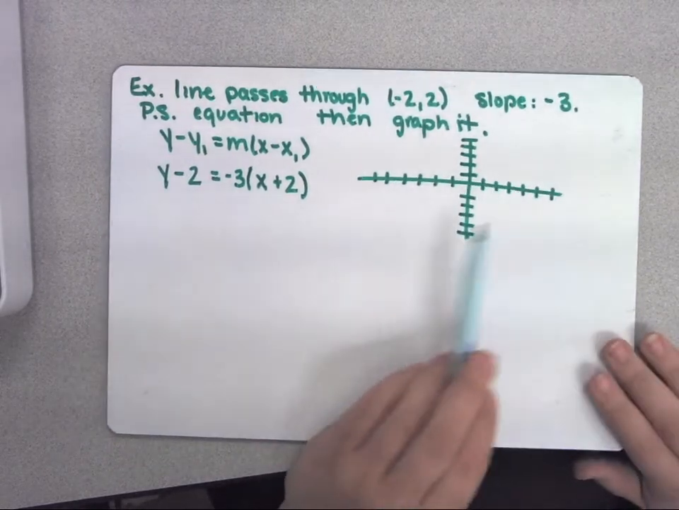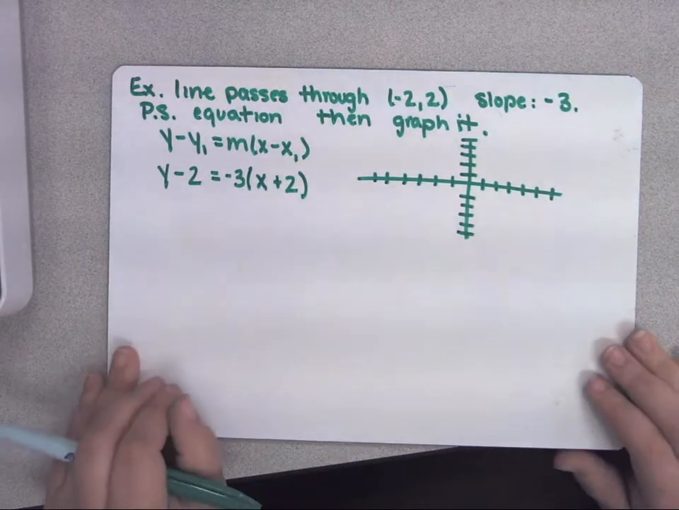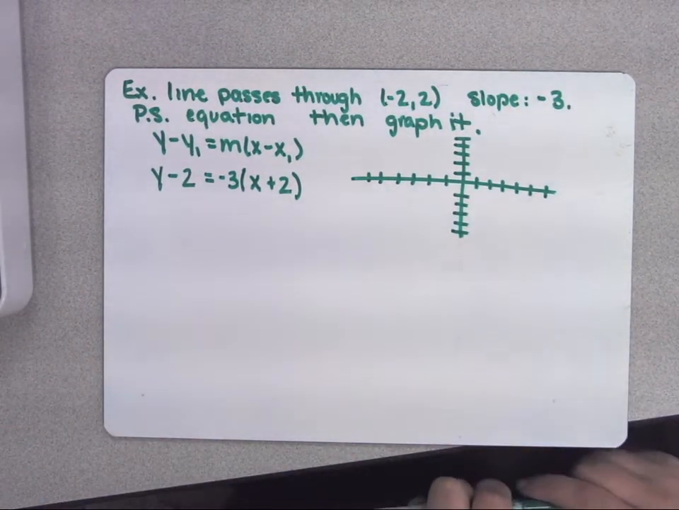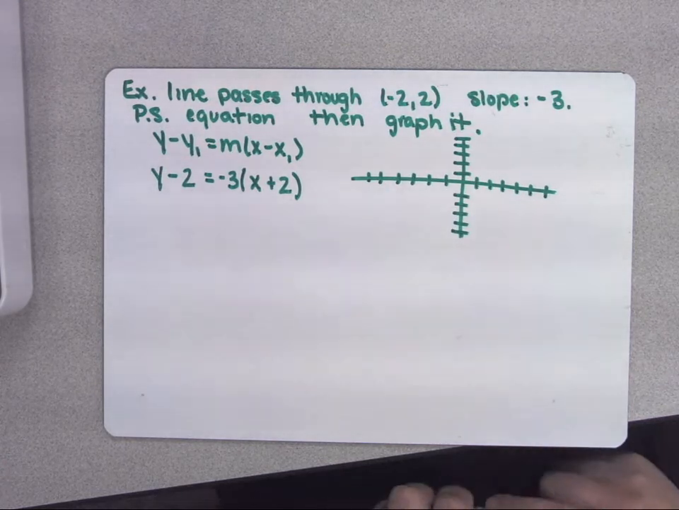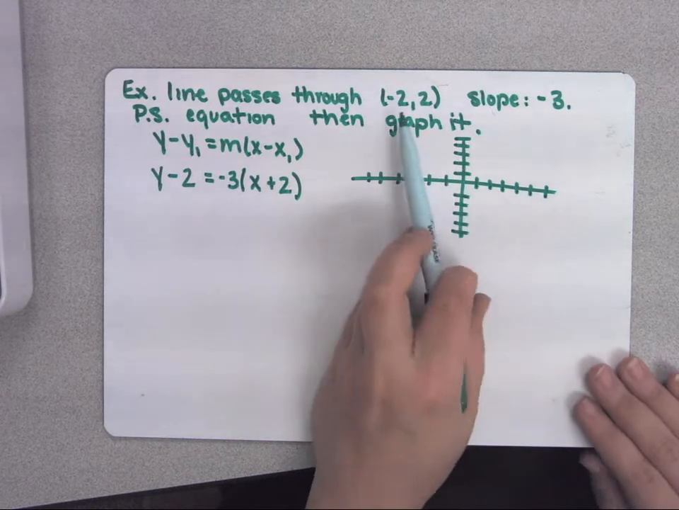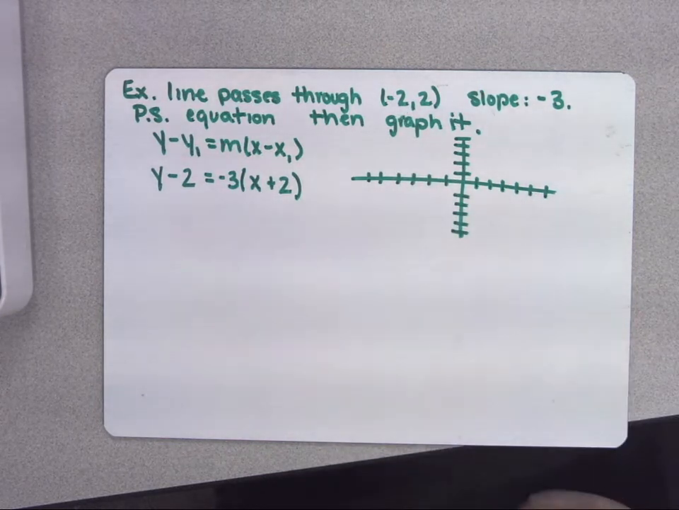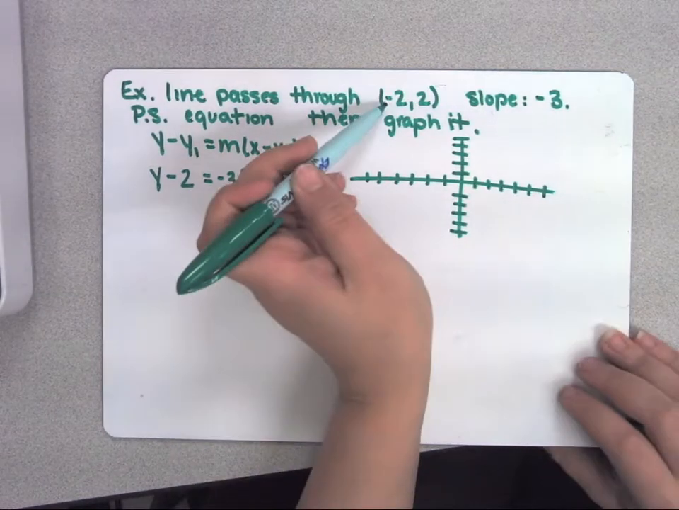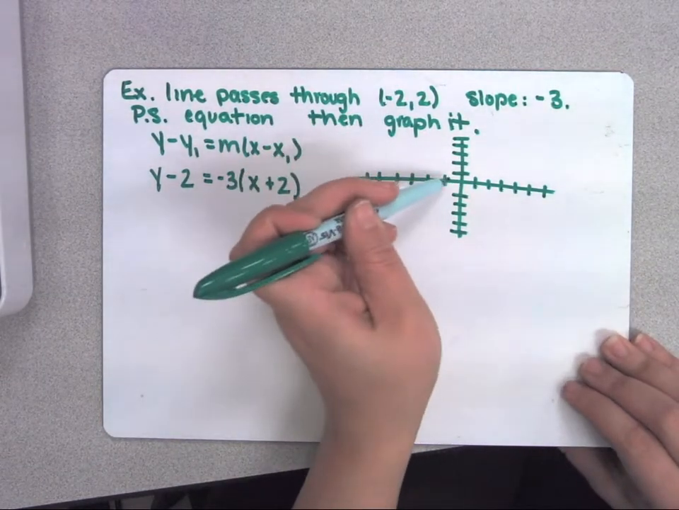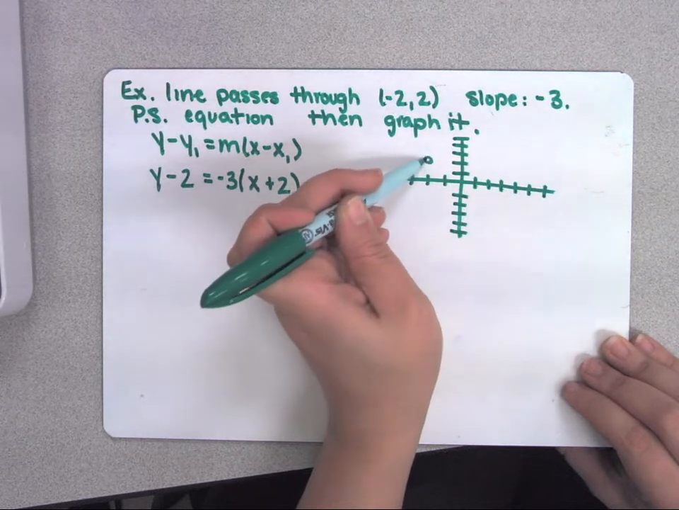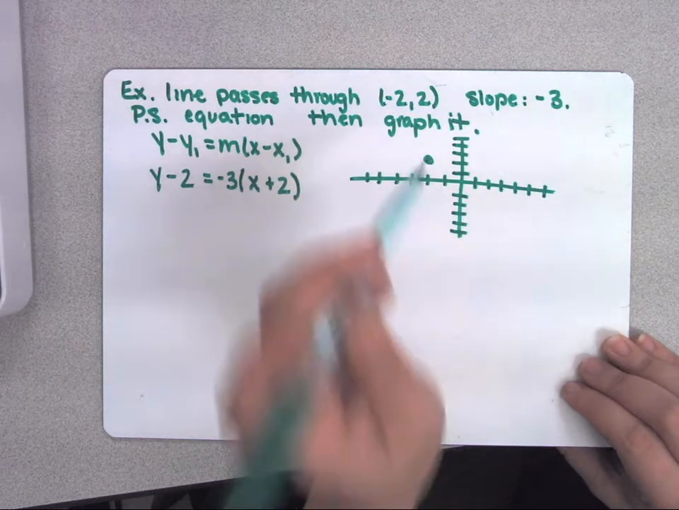Now, when I want to graph it, what do I do first, Peyton? They gave me a point and a slope. Which one do I use first, the point or the slope? Point. So I'm going to graph the point. X is negative 2. Y is positive 2. So I plotted the point.